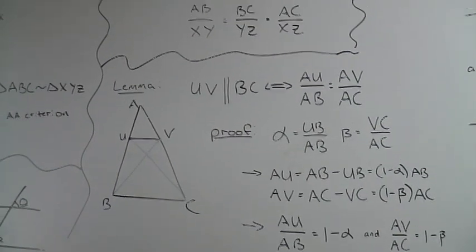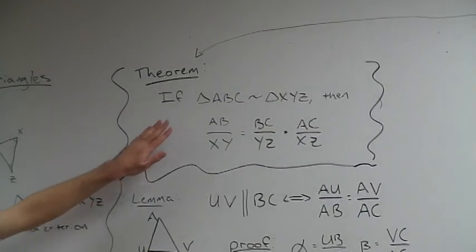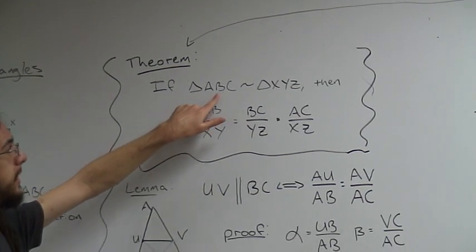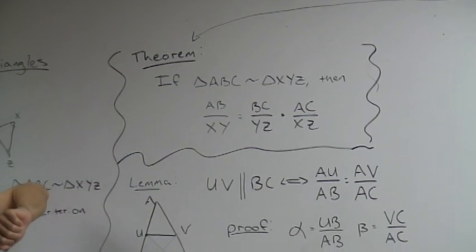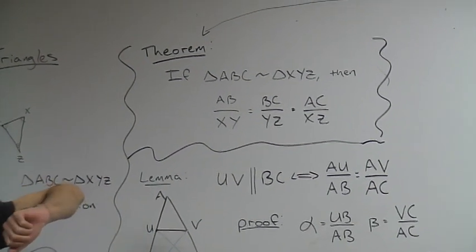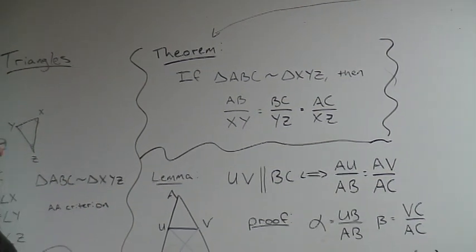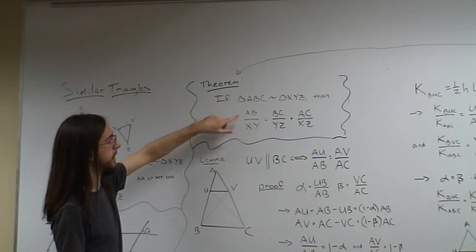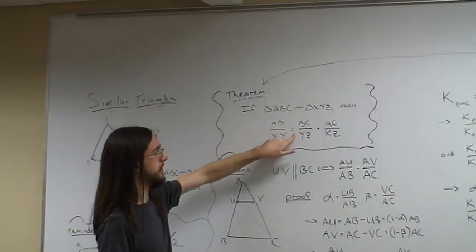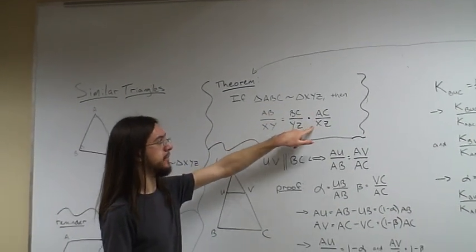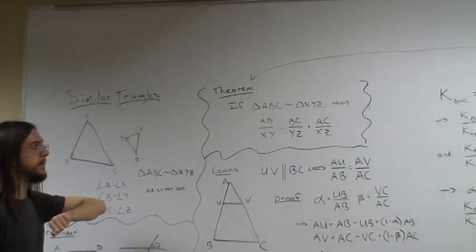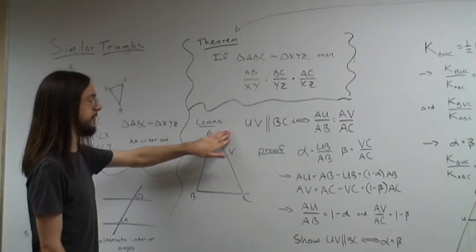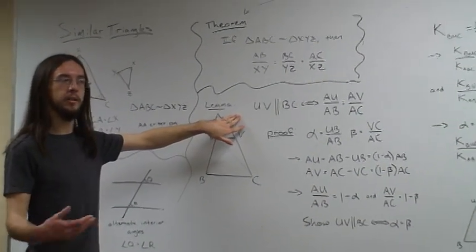Okay, the important thing we're going to need for Ptolemy's theorem is this other theorem, that if we have two similar triangles, ABC and XYZ, then their corresponding sides, meaning sides that are opposite equal angles, follow this proportion: AB over XY is equal to BC over YZ is equal to AC over XZ. To prove that, though, we're going to need a separate result, this lemma. A lemma is basically a less important theorem.